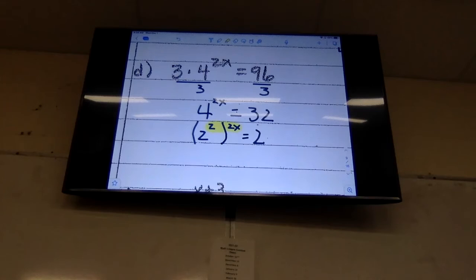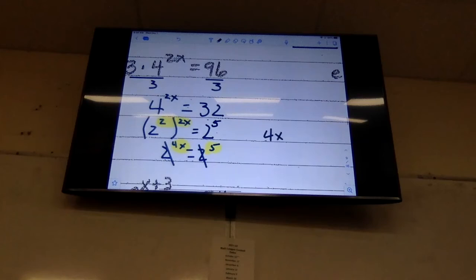I don't have a 2 going away. And then 32, do you know what 2 to what power is 32? 5. Sometimes I even have to write it out. I'm like, okay, 2 times 2 is 4, times another 2 is 8, and then I count them up at the end. So whatever little method you use. This is helpful because now I've got 2 raised to the 4x equals 2 to the 5th. Again, they both have base 2, so the bases go away, and I can set 4x equal to 5 and then solve. Divide by 4, x equals 5 fourths.